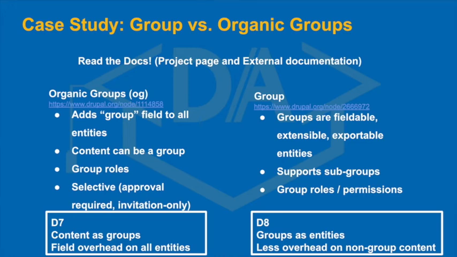We also see, again as a quick summary, that content is treated as groups in organic groups, with field overhead being added to all content entities. And so that gives one perspective of how this module might be used, whereas the group module treats groups as entities, and has less overhead on non-group specific content. So those are just some items to keep in mind. In the end, it gets hard to make a declaration that one is better than the other because they both support different use cases, and it just depends on which site and what functionality you're looking for.